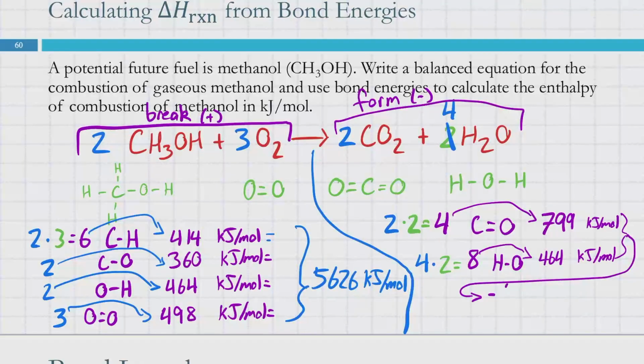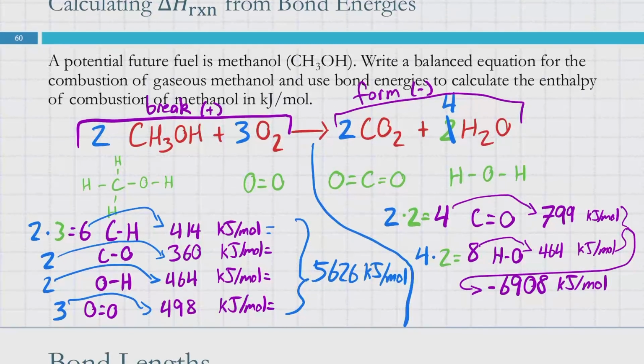And this is going to be negative since we're forming these bonds. So negative 6,908 kilojoules per mole. We add those two values together, and we get negative 1,282 kilojoules per mole overall for the reaction. Questions?